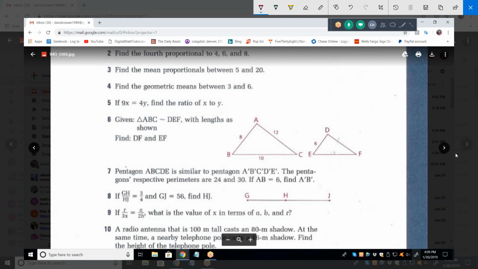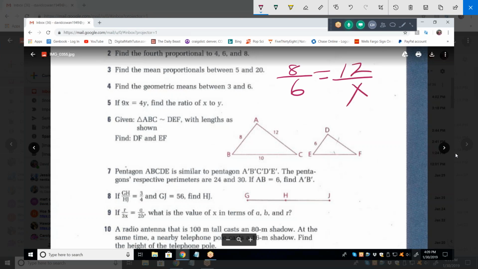What's DF? DF is 9. Okay, give me the whole equation. It would be 8 over 6 equals 12 over X, and then when you multiply it equals 9.